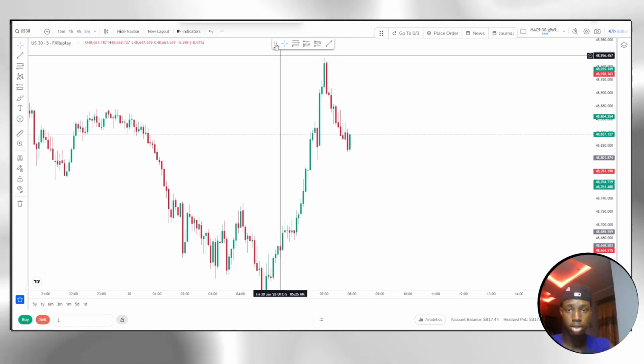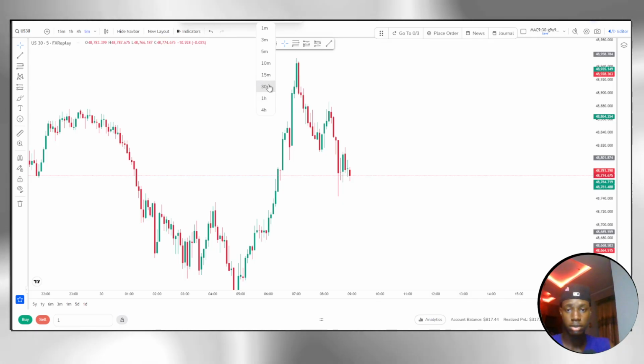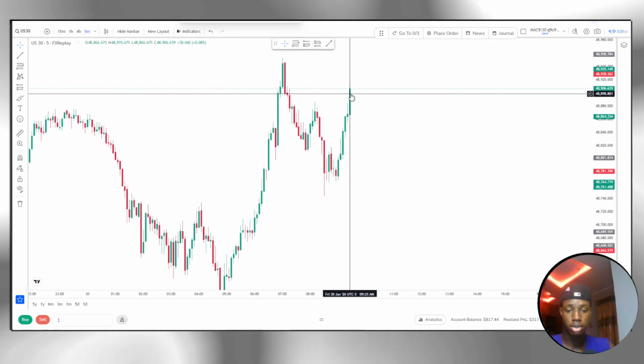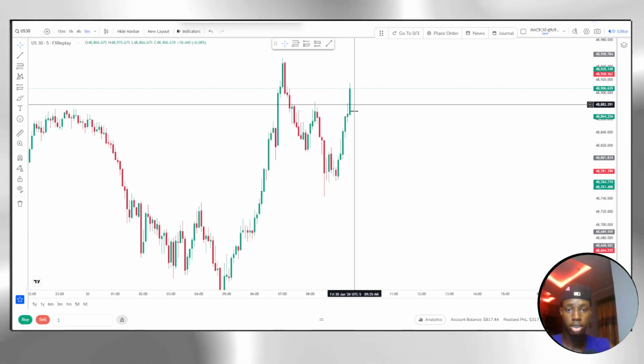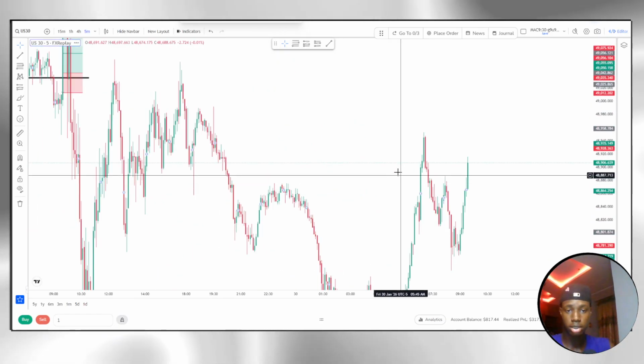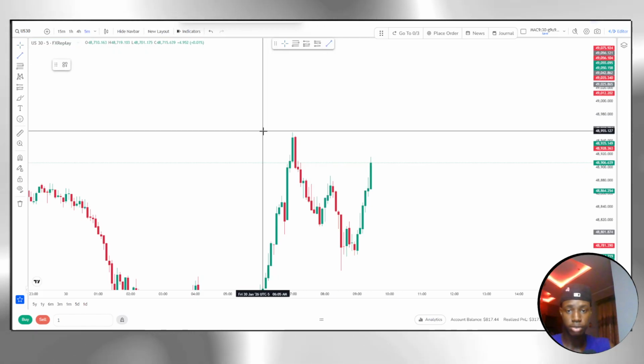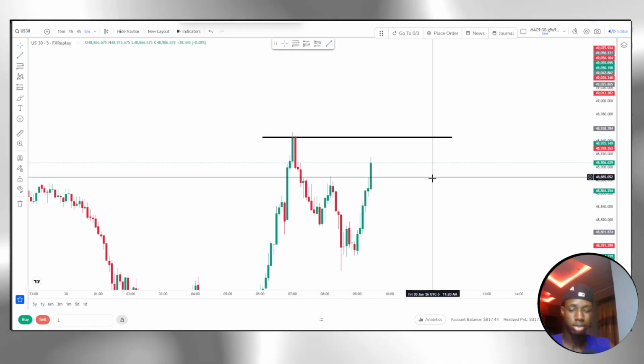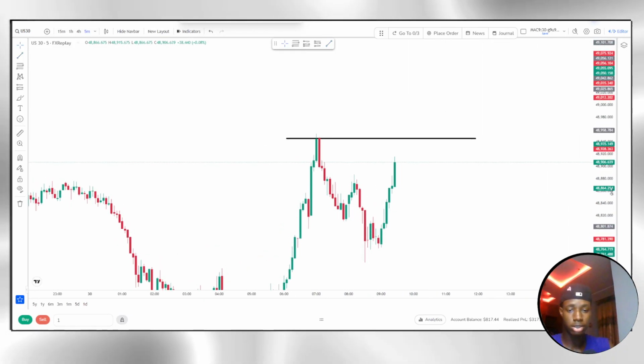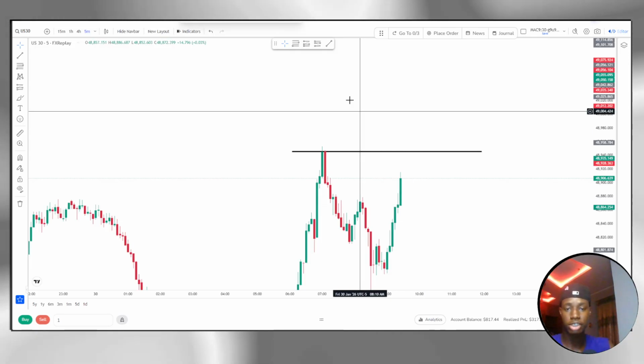Six, 7, 8, 30 minutes. Drop down to the 1. Okay, so 9:25. If price breaks above this level, oh yeah, this was a losing day. Price had a lot of retracement.